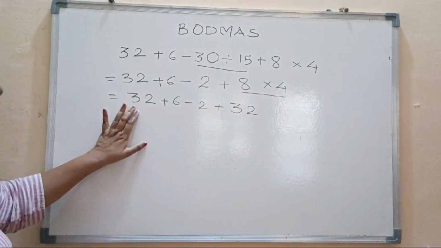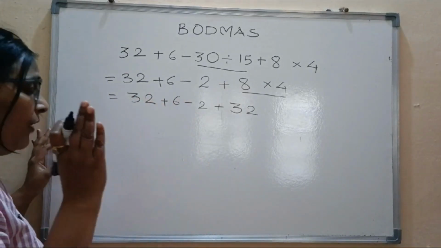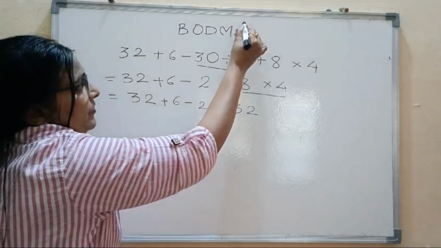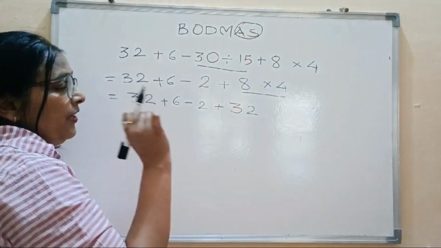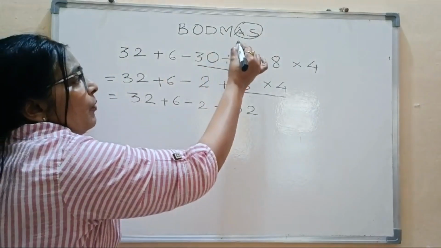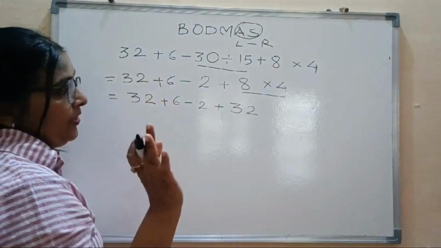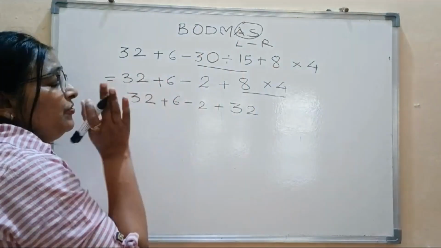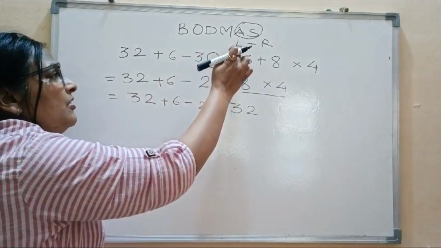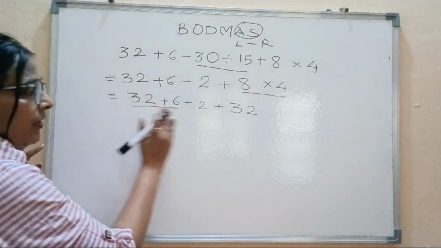Now here in this part only addition and subtraction are left. Okay. So one more trick I am going to tell you. If only addition or subtraction, see this pair. If addition and subtraction are in your sum, that time you can start from left to right. You can solve the sum from left to right. Don't see that first minus subtraction is given, so we will solve subtraction or addition. Not like that. You can start from left to right. So here I am going to start left to right.